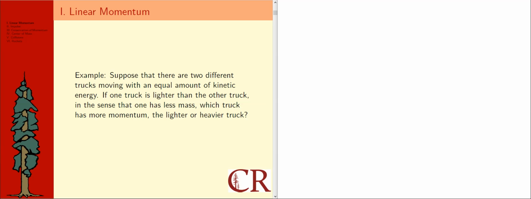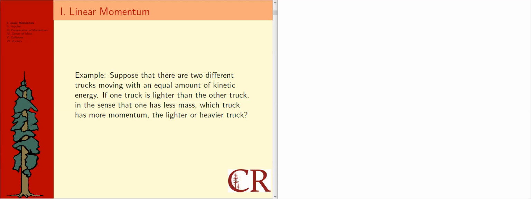Suppose that there are two different trucks moving with an equal amount of kinetic energy. If one truck is lighter than the other, in the sense that it has less mass, which truck has more momentum, the lighter or the heavier truck? So again, we've got two trucks, right? One is smaller, the other one's bigger. They have the same amount of kinetic energy.